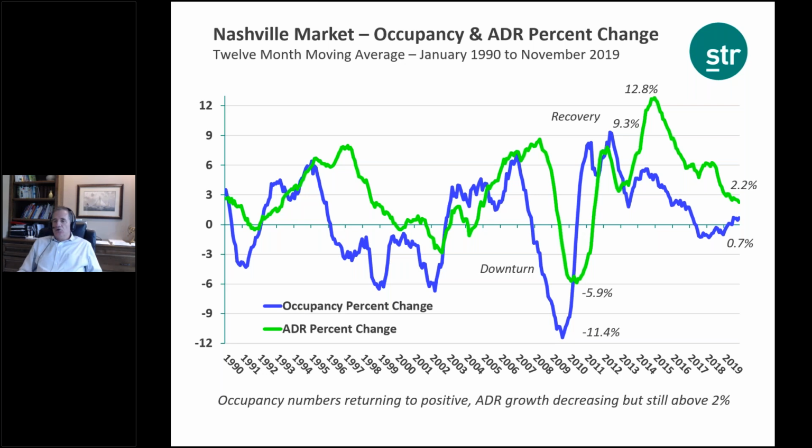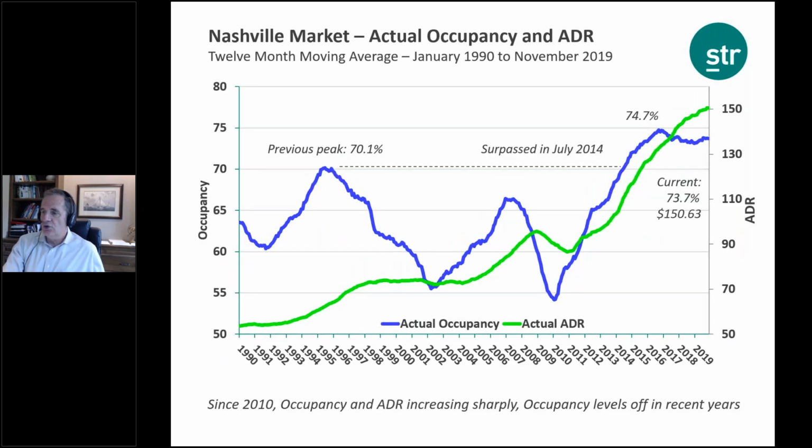Occupancy has varied a little bit more. It went down in the 2001 time period. It went down again in the 2009 time period. And you'll notice occupancies did dip a little bit in 2018 and just have recovered ever so slightly going into the current time period. That's the occupancy and average daily rate, percent change, and here are the actual values as well.